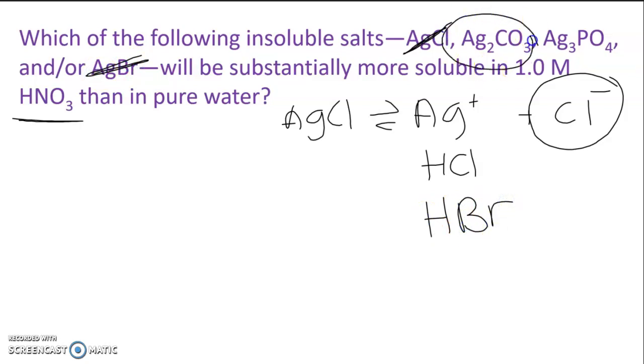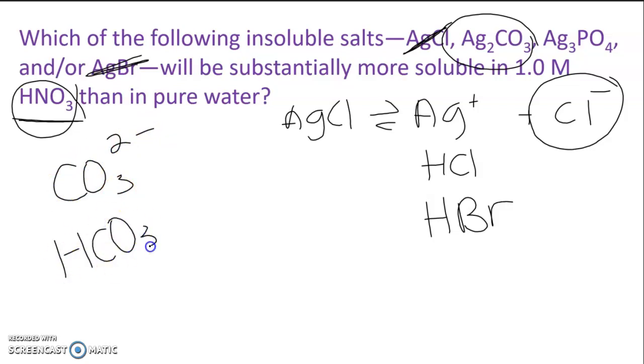But carbonate is more soluble in an acidic solution like nitric acid because CO3 2 minus is the conjugate base for this acid. And that bicarbonate is not a strong acid, and phosphate will be as well.